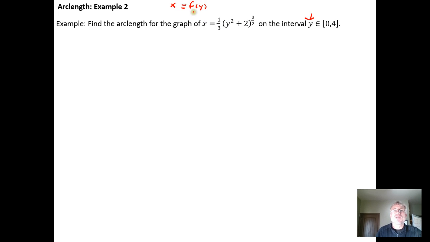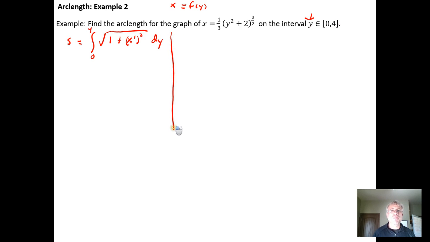And if we're integrating with respect to the y-axis, then the arc length formula, which we developed in video 1, is going to look like this. It's going to be the integral running from 0 to 4 on the y-axis of the square root of 1 plus the f prime of y squared, or x prime squared, depending on the notation you're using. And this is going to be a dy. So once again, we need to take the derivative, we need to square the derivative, we need to add 1 to the derivative. So that's a bunch of work that's probably better done as scratch work.